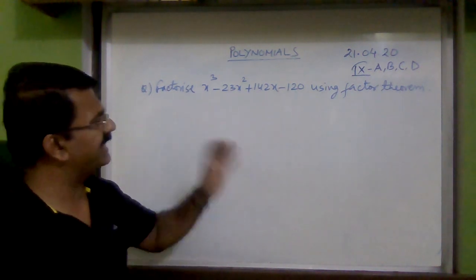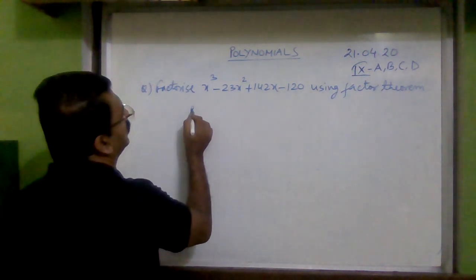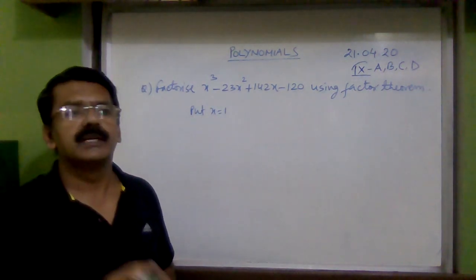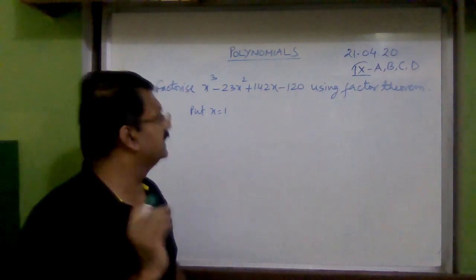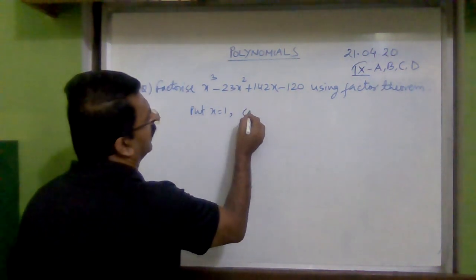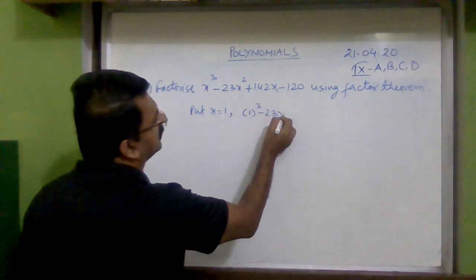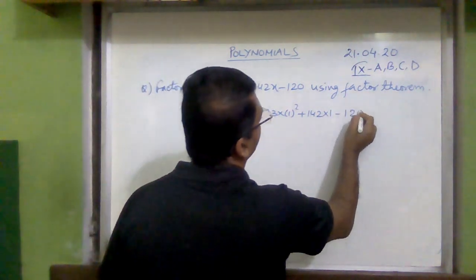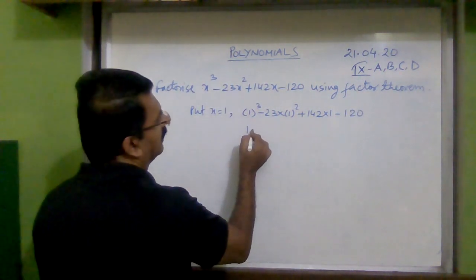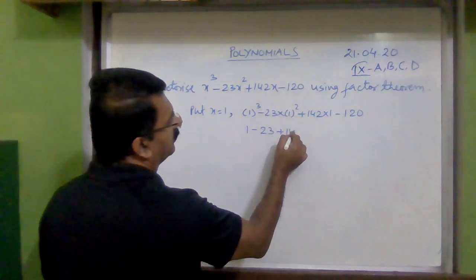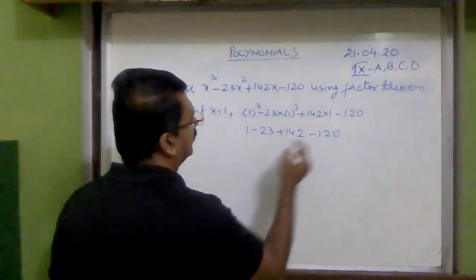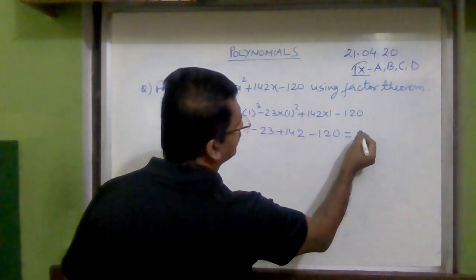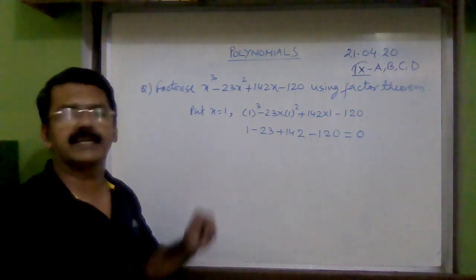So what we do, we'll apply the same method. First of all, you put x is equal to 1, then you put x is equal to minus 1, then 2 and minus 2 till you get a 0. So when you put x is equal to 1, it is 1 cube minus 23 into 1 square plus 142 into 1 minus 120. So 1 cube is 1 minus 23 plus 142 minus 120. Now you see 142 plus 1 is 143 and this is minus 143, so we are getting a 0. On putting x is equal to 1, directly we are getting a 0.